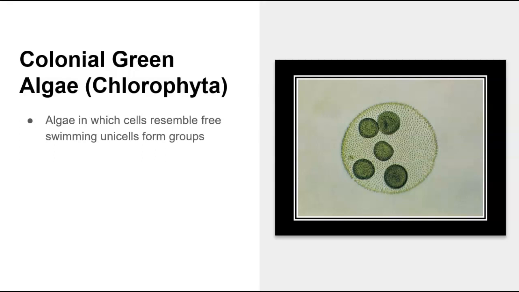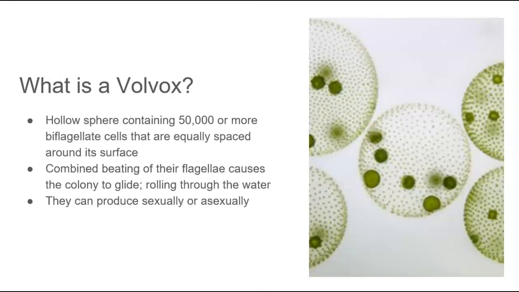Colonial algae are basically single-celled algae that work together as one unit. So you're going to have a lot of different cells, single-celled algae, coming together and forming a group and working together as a group. There are several examples of colonial algae. However, the example that is provided in your lab manual is the Volvox.